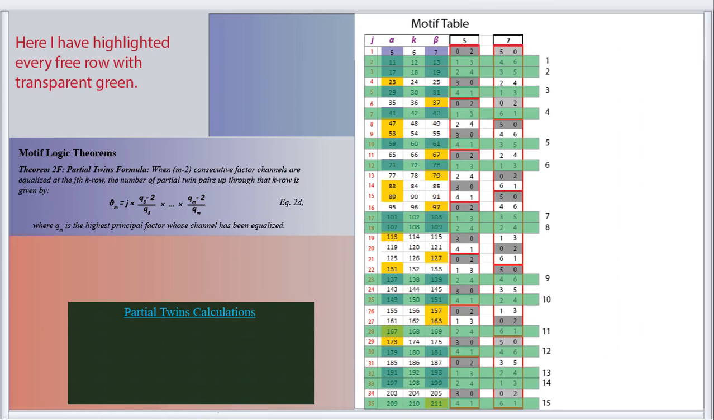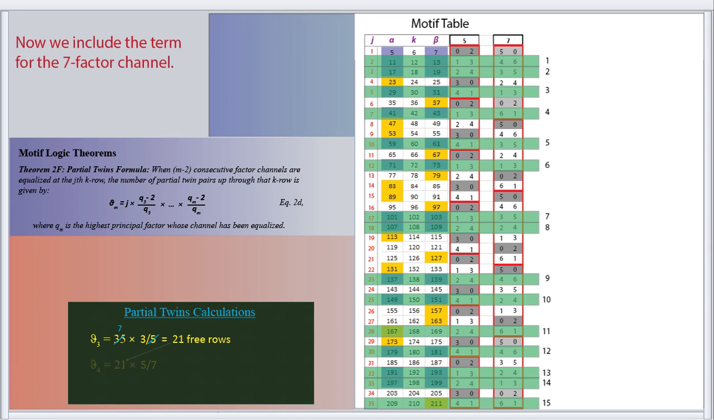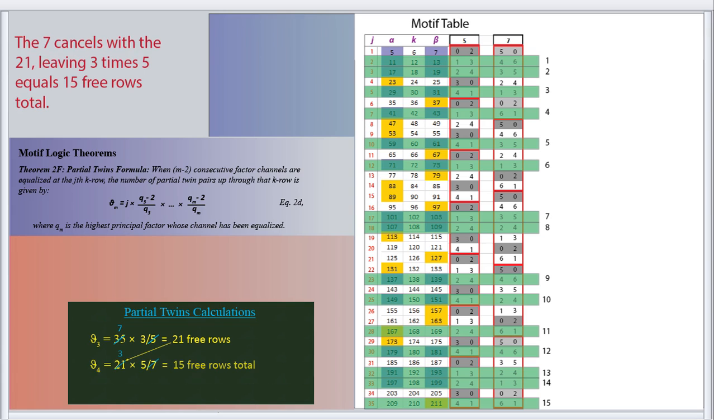Here I have highlighted every free row with transparent green. As you can see, there are 15 free rows, or partial twin pairs. We can calculate the number of free rows for just the 5-factor channel as follows. Bar theta sub 3 equals j, which is 35, times 3/5. The 5 cancels with the 35, leaving 7 times 3 equals 21 free rows. Now we include the term for the 7-factor channel. Bar theta sub 4 then equals 21 times 5/7. The 7 cancels with the 21, leaving 3 times 5 equals 15 free rows total. This gives us the correct number of free rows.